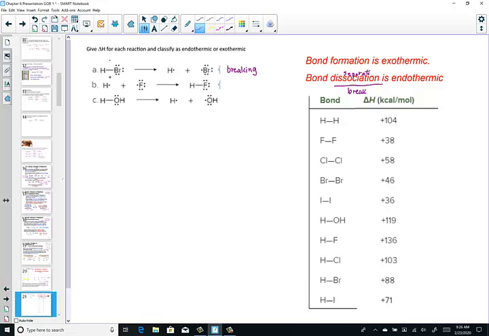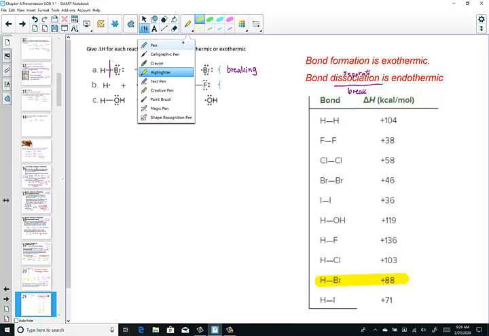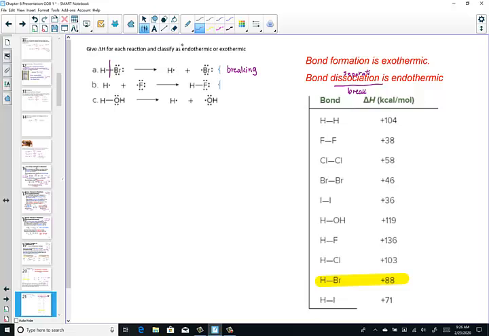You're going to break this bond. So HBr, when I come to my chart and I just find HBr and I just read across, I would notice that the value there is plus 88 kcals per mole. So for letter A, the delta H is positive 88 kcals per mole, which makes this an endothermic process, meaning that it takes energy. Energy is absorbed by endothermic.